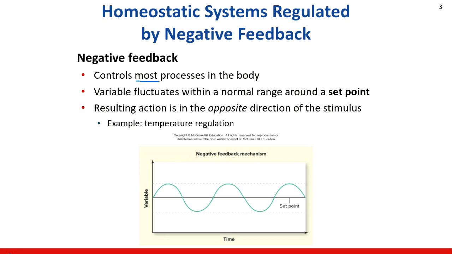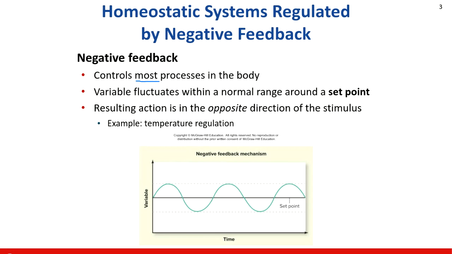Essentially, you have a set point for something, and then you have a range around that set point. Your body will fluctuate whatever processes around that set point, but it should keep it within that range, which we call the normal range. If it falls outside that normal range, then there's a problem.